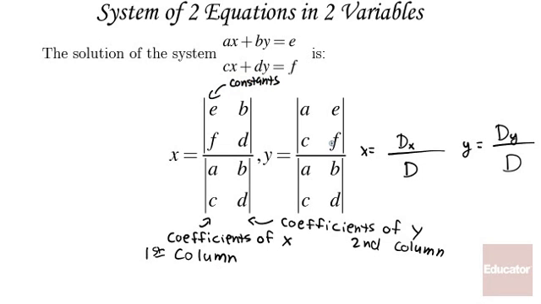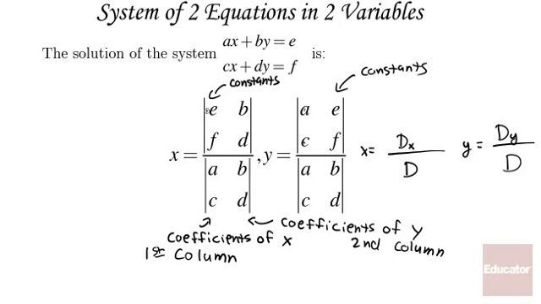Now look over here at y. This determinant for y, I kept the x coefficients the same. They're in their place. But where I had the y coefficients in that column, I replaced those with the constants. So I just think of this first column as the x column, the second column is the y column. And if I'm looking for x, I replace the x column with the constants. If I'm looking for y, I replace the y column with the constants. And then I just need to solve.